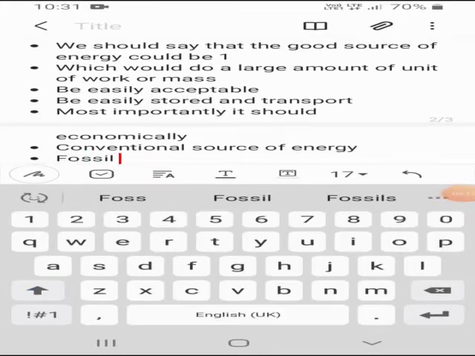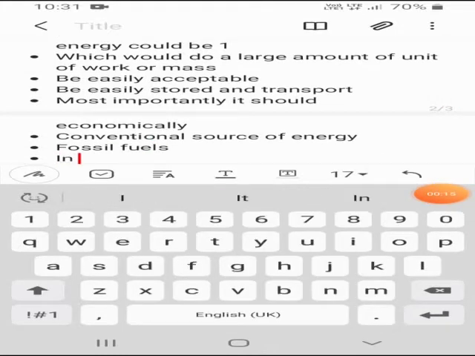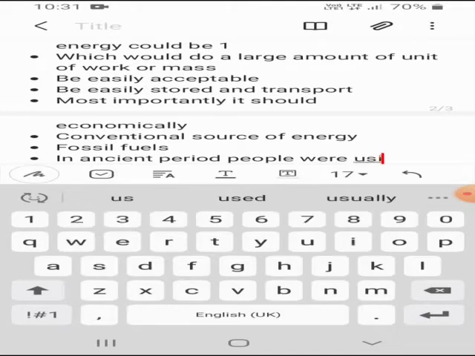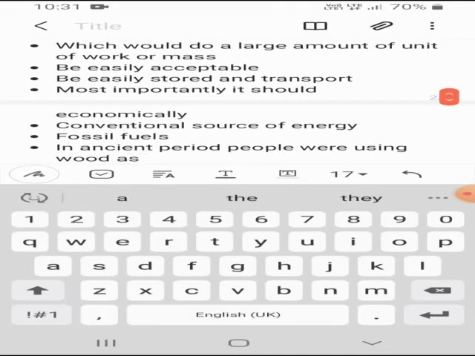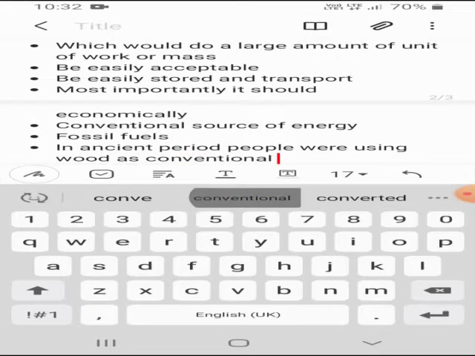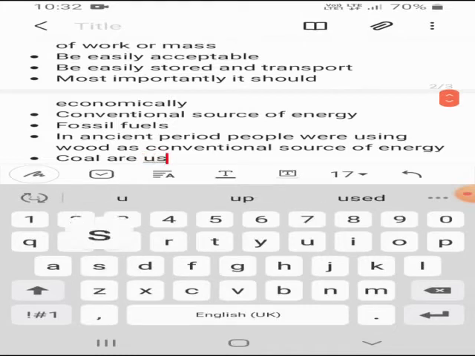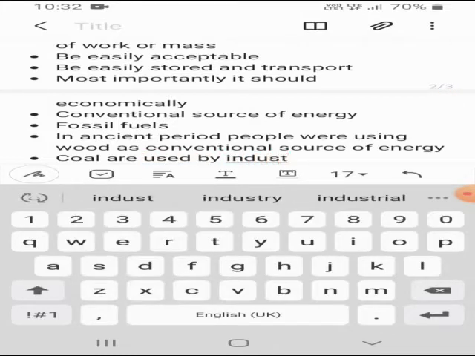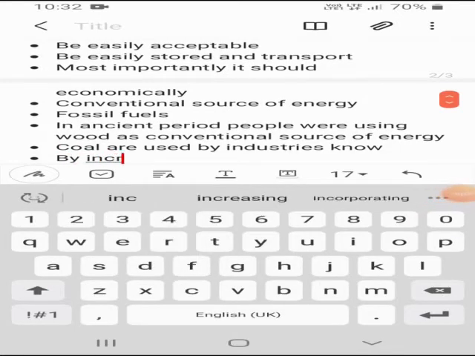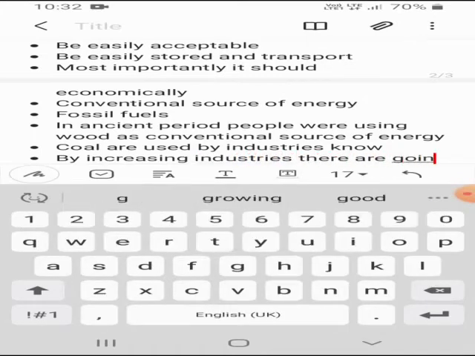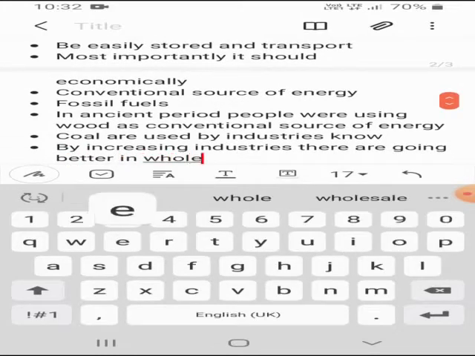First, let's come to the fossil fuels. First, know about fossil fuels. So in the ancient period, people were using wood as their conventional source of energy. Now people are using coal, used by industries to produce energy. By increasing industry, they are going better all over the world.